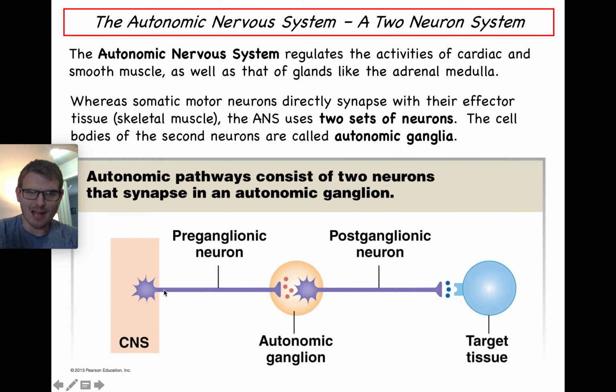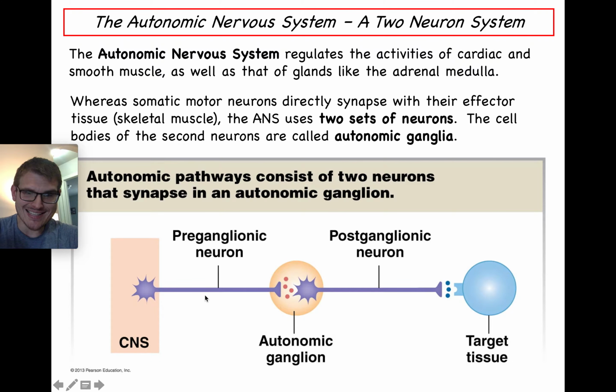So the terminology here is that the neuron that has its cell body either in the gray matter of the brain or in the gray matter of the spinal cord in the ventral horn, this is what we call the preganglionic neuron. So preganglionic, that sounds similar to presynaptic, postsynaptic, like what we talked about before. The second neuron that actually extends its axon out and contacts the target tissue, we call this the postganglionic neuron.